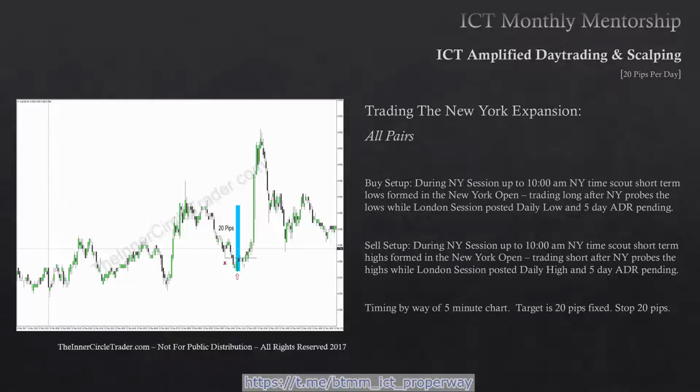We're looking for a day that London has already posted a daily high, or highly favorable of being the daily high. The New York session is having a little bit of a retracement higher. It's trading above a short-term 5-minute high. It's taking out buy stops above a short-term 5-minute swing high, and the average daily range for the last 5 days low has not been met yet. That's the condition we're looking to trade in. We're timing off of a 5-minute chart. Again, we're targeting 20 pips. It's fixed with a stop loss at 20 pips.